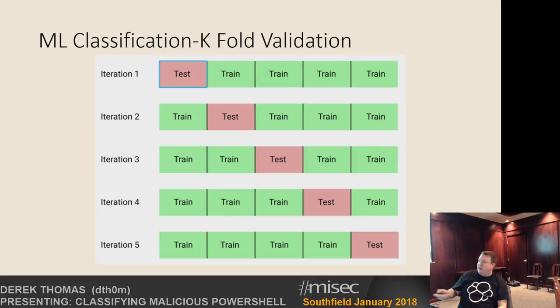Here's a picture of what k-fold validation is. Here we have 5 sets. We're going to save the first 20% for testing. We're going to train on the rest and come up with the accuracy. And then we're going to test on this second part and use the remaining for training. We do that 5 times and average all the accuracies.